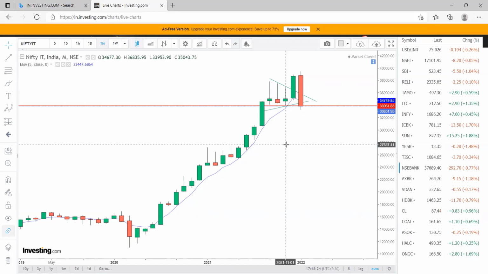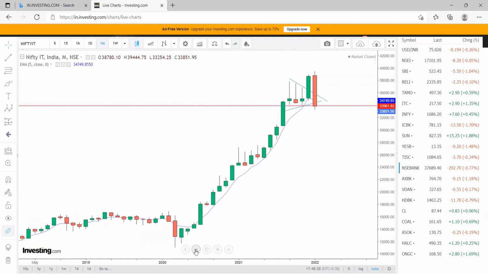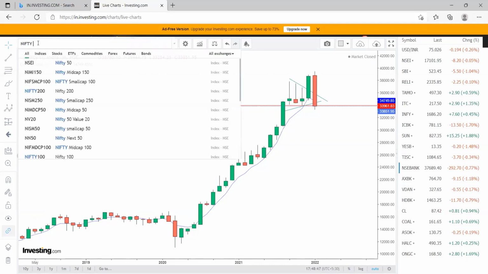But whenever you're entering, remember don't put everything in at one time, put it in small slots. Let's say you want to invest 5 lakhs or 10 lakhs rupees, then don't invest the whole 5 or 10 lakhs in one shot. You can start with putting 25%, then see what happens, then put in the next 25% and so on. Okay, so this was Nifty IT. Let us see some other stocks, other indices like Nifty Auto.